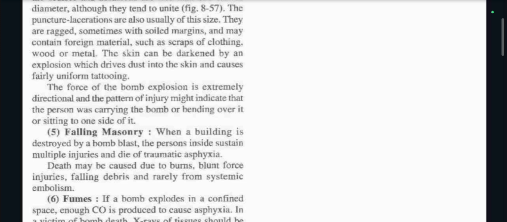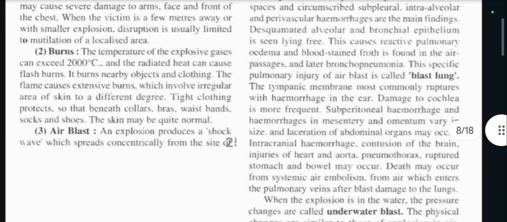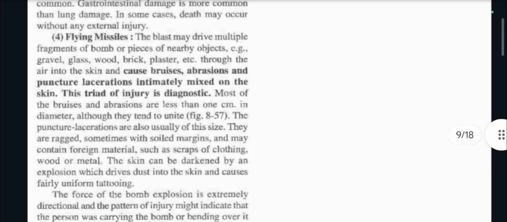So what were the 4 points we learned till now? Disruptive effects. Number 2, burns. Then number 3, what was number 3? Air blast. Yes, in air blast we'll be writing about blast lung, underwater blast, and solid blast. And fourth point is now your flying missiles.